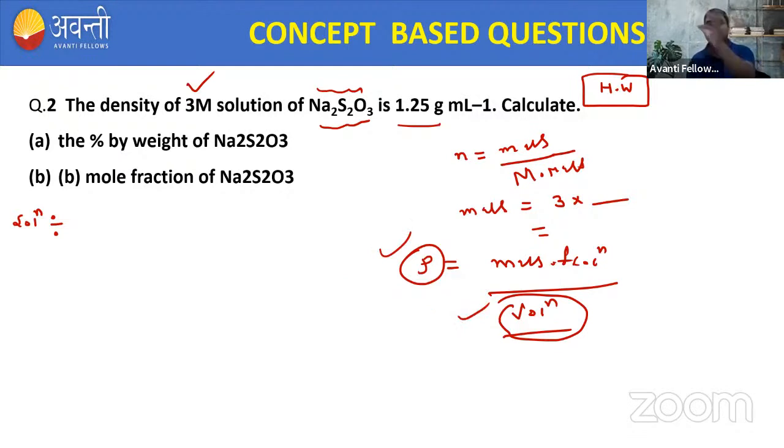So just put the value of mass of the solute divided by mass of the solution, times 100. You get the percentage weight of Na2SO4. And similarly, you get the mole fraction as well. So this is how we calculate. This is the homework question for you all. Try to solve this question.